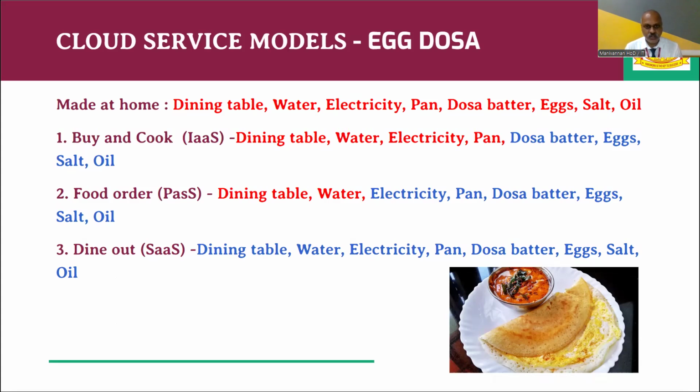Okay. So dining table and water, because you are going to have them in the home only, you just order it. Okay, you have it in your home, right? So this is the second analogy.